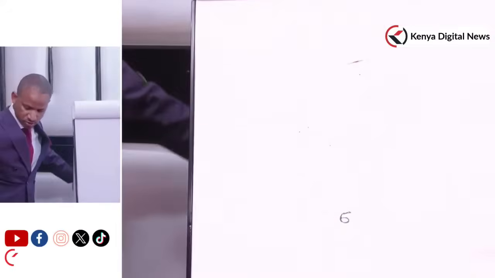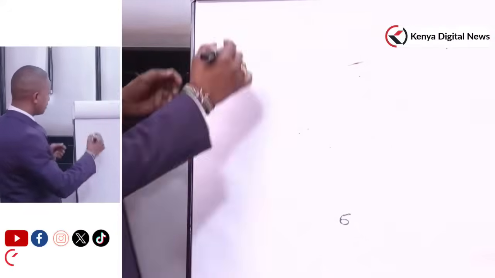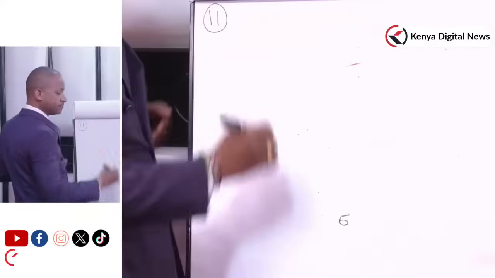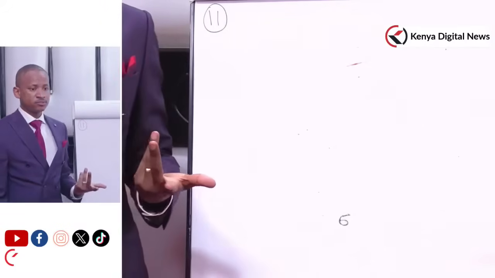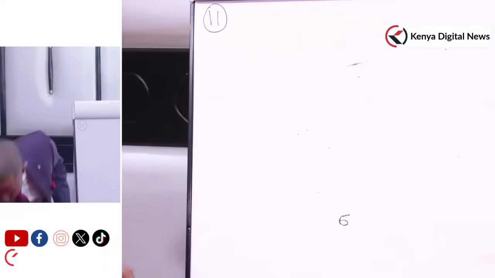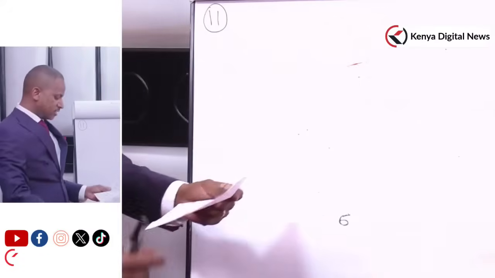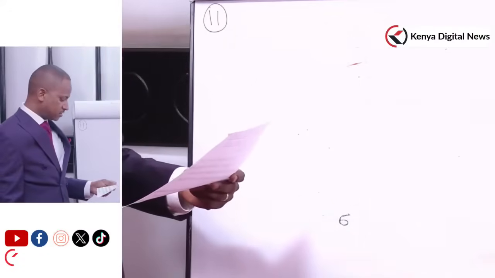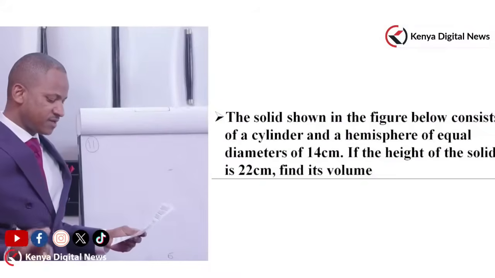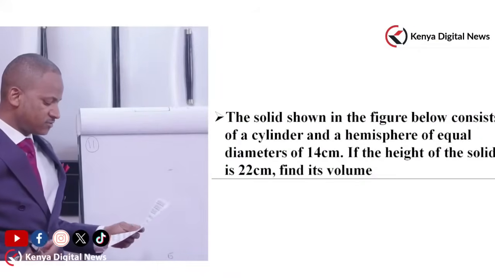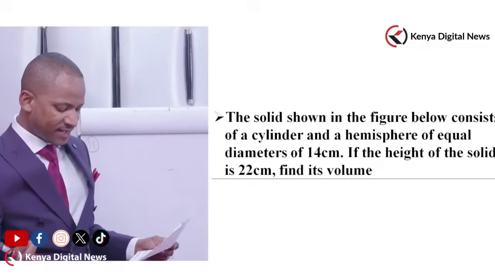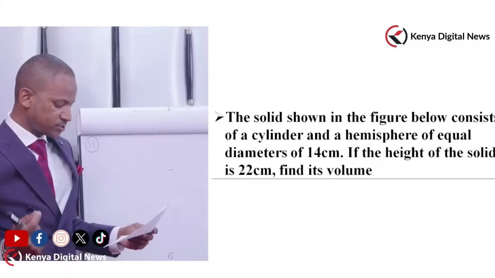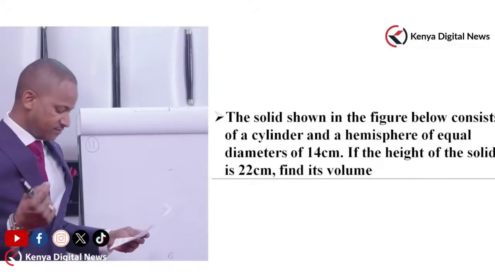So we go to question 11. We are almost through, just be patient. Just 6 more questions. So in the next few we'll be done. The solid shown in the figure below consists of a cylinder and a hemisphere of equal diameters of 14 centimeters. If the height of the solid is 22 centimeters, find its volume.